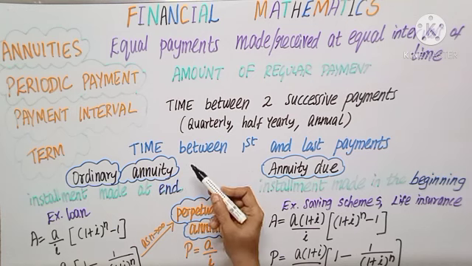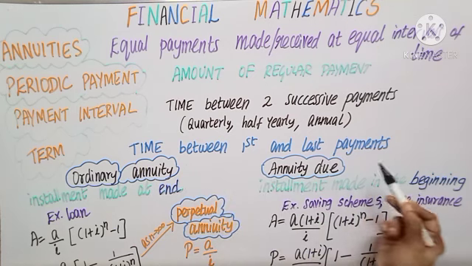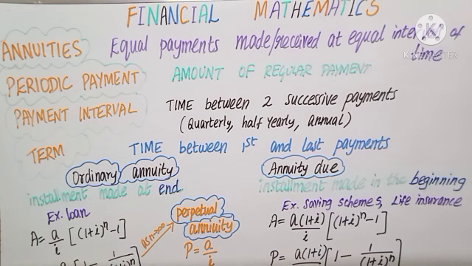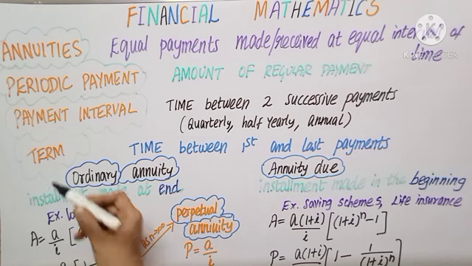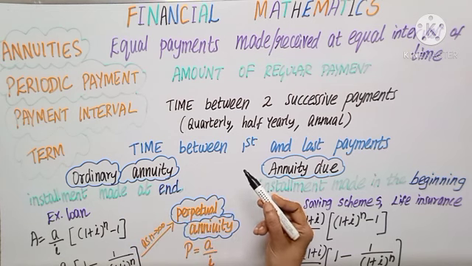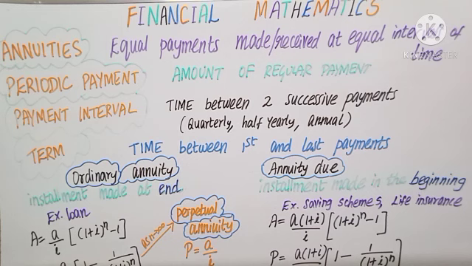The next idea: for how many years are you going to pay? The time between the first and last payment is called the term. For example, you are taking an insurance policy and you are about to pay for 20 years. The term I call 20. If you are going to pay for 30 years, the term we call 30. So the term is nothing but the time between your first and last payment.